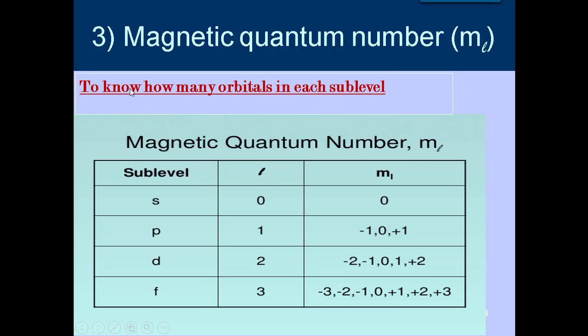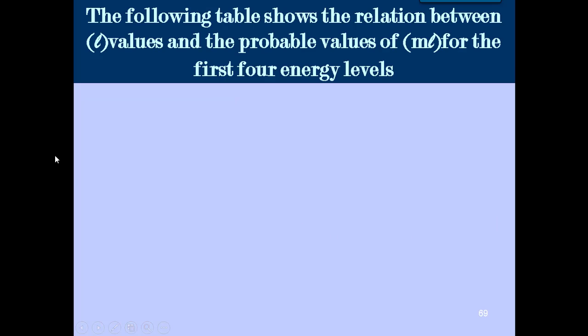And by applying this rule for the third and the fourth energy levels, we get that the D sublevel consists of 5 orbitals. Their magnetic quantum numbers range from negative 2 to positive 2. The fourth sublevel, F, is composed of 7 orbitals, with magnetic quantum numbers ranging from negative 3 to positive 3. The following table shows the relation between subsidiary quantum number values and the probable values of the magnetic quantum number for the 4 energy levels.